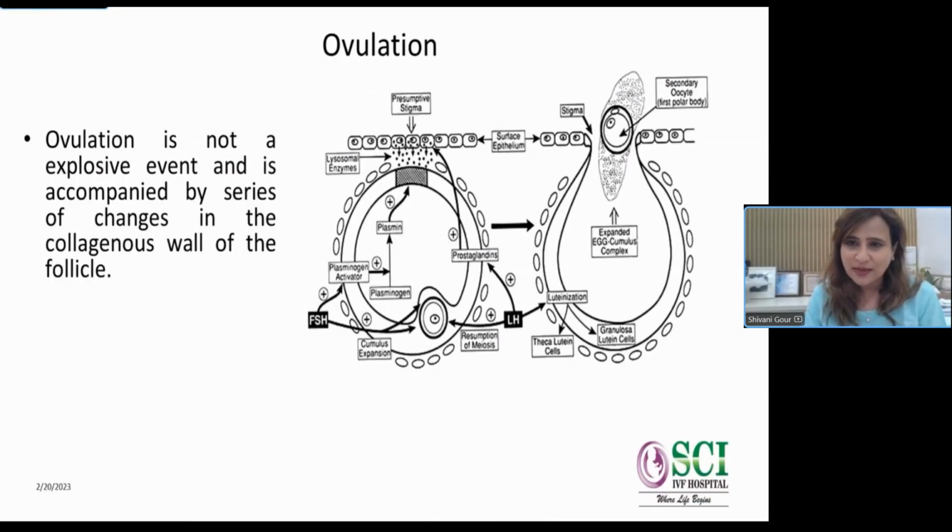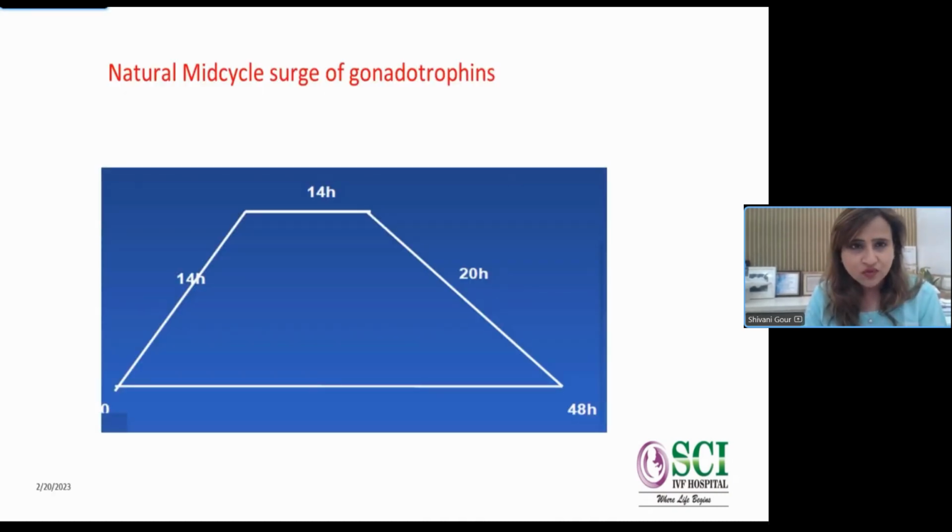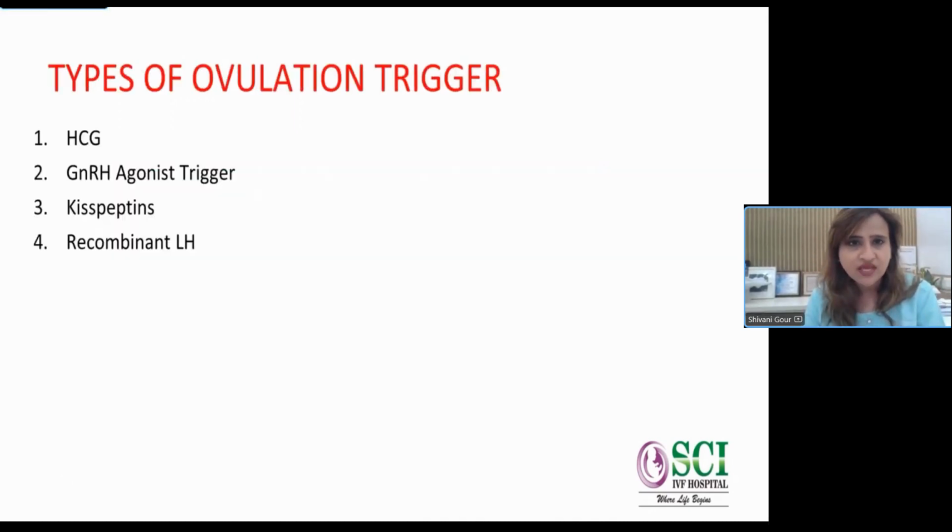Now, ovulation, as ma'am has already described, is not an explosive event. There is a series of events: resumption of meiosis, maturation of nucleus, maturation of cytoplasm, expansion of cumulus, prostaglandins are produced, proteolysis happens, and finally there's ovulation. So the 48 hours after LH surge, how is it divided? 14 hours is the rise, 14 hours is stable, and 20 hours is the fall of the LH.